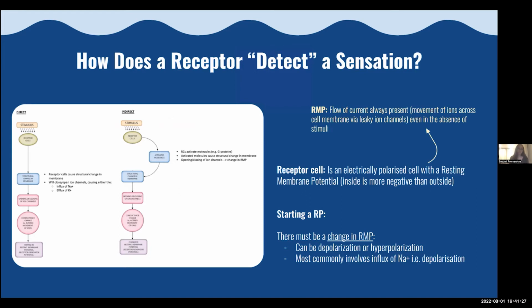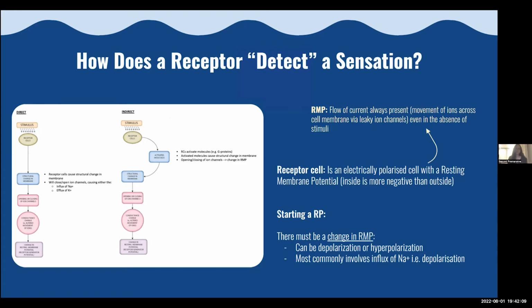So in the direct pathway, the stimulus will interact with the receptor cell and it will result in some kind of change to the membrane itself. So that could mean that the permeability to ions will change because channels are opening and closing, or in some cases, like in stretch receptors, the actual membrane will be physically stretched. And that's going to result in a change to the ion flow in and out of the membrane, and that will create a change from that resting membrane potential, resulting in a receptor potential being produced.